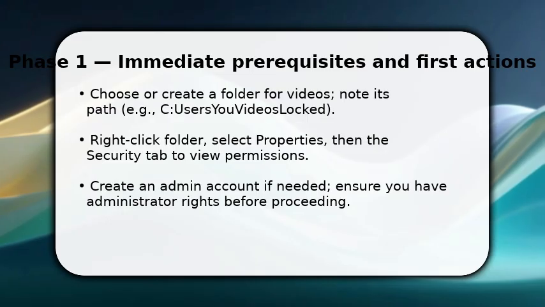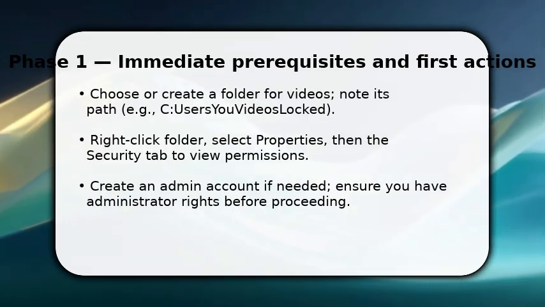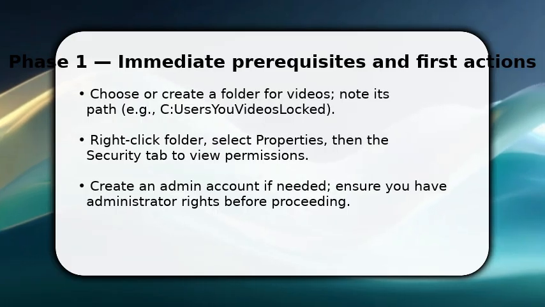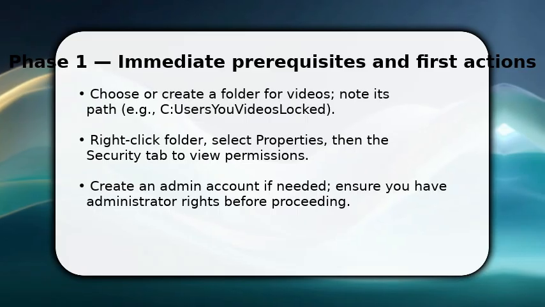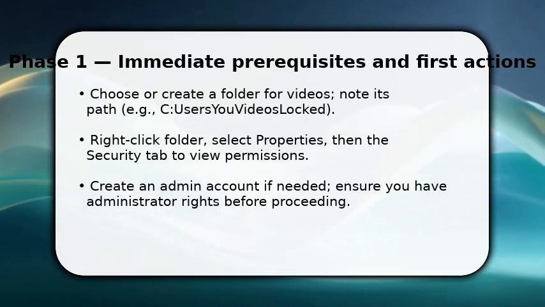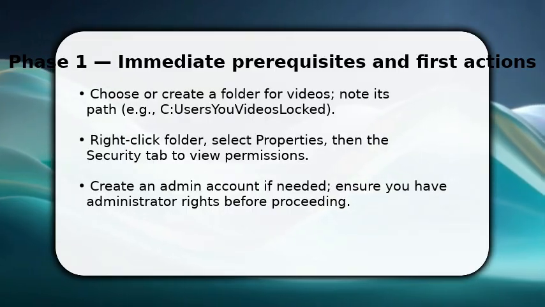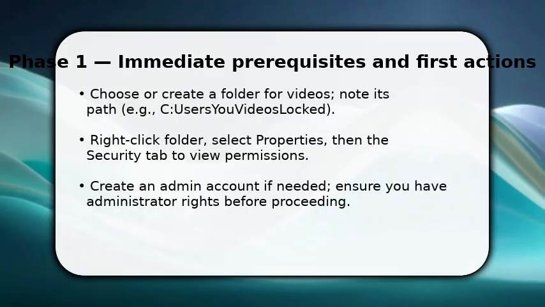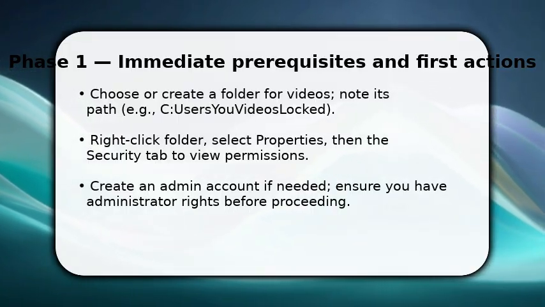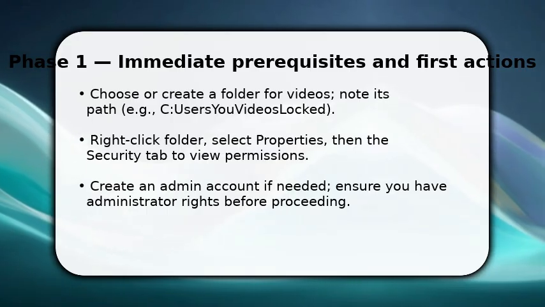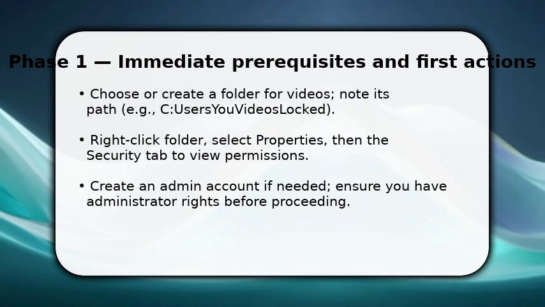You start by picking the folder you want to lock and confirming you have administrator rights. This matters because system tools require elevated permissions. Next, create the destination folder if it does not exist, and note its full path so you don't get lost later. Once done, open File Explorer, right-click the folder, and choose Properties, then go to the Security tab to inspect current permissions. This first step prevents permission conflicts and lays the groundwork for controlled access.